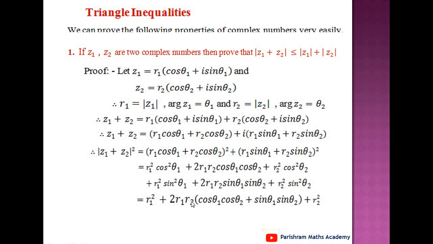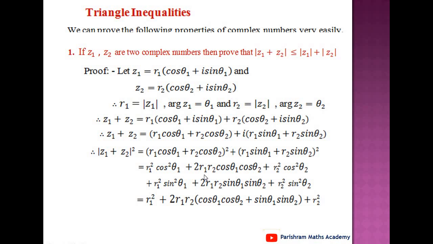Similarly, the bracket square expansion of the second term is r1 square sin square theta 1 plus 2 times r1 r2 sin theta 1 sin theta 2 plus r2 square into sin square theta 2. Now in this r1 square cos square theta 1 plus r1 square sin square theta 1, from both terms we can take r1 square as common, in bracket cos square theta 1 plus sin square theta 1, which is 1, and therefore simply r1 square.